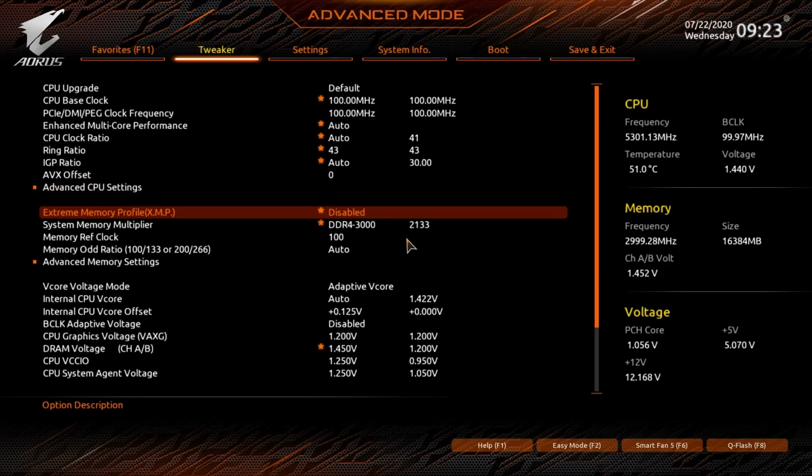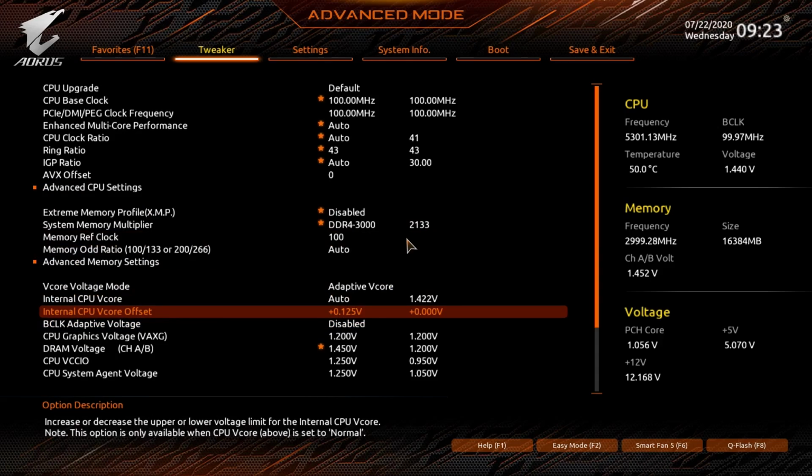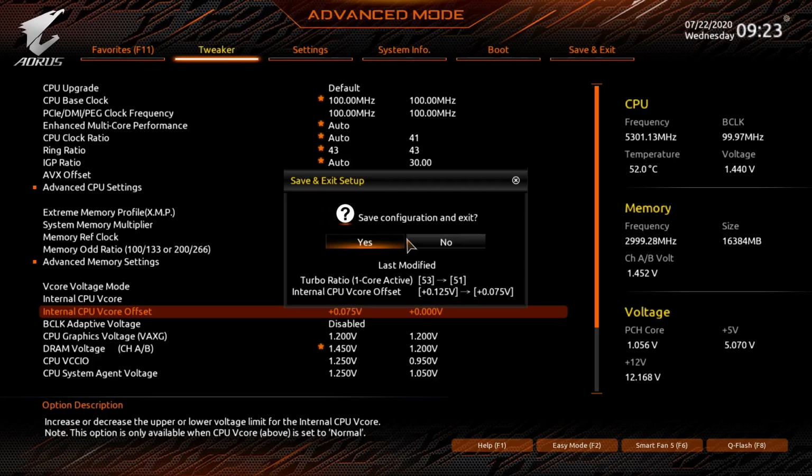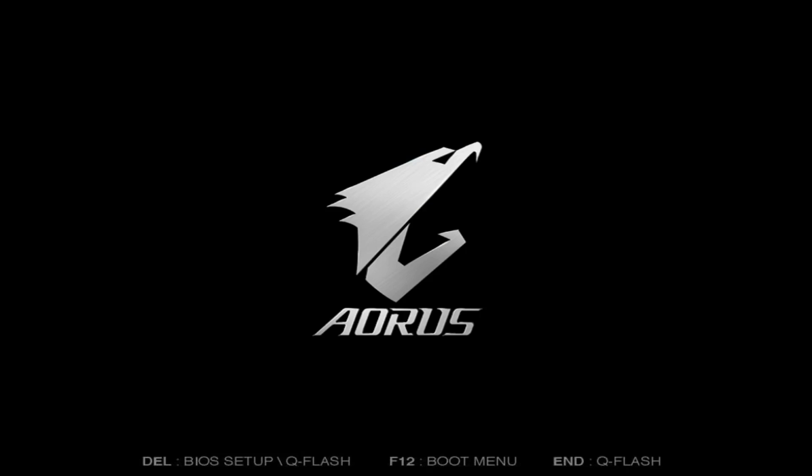Okay, so we're going to bring this back down to 51. And we'll bring our vCore back to about 0.075, because I know we got into Windows at that last time, I believe. So we'll try that. Make sure we can get into Windows there, and then we'll start running Prime. And we'll let that run overnight, at least 12 hours, 12 to 24 hours.